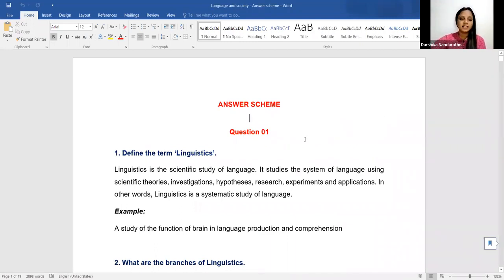Okay. So if there is a question like this, you need to give a definition to the term which is highlighted or which is asked to define.